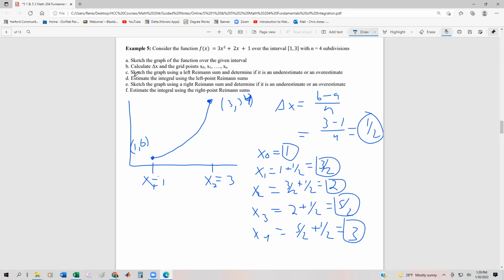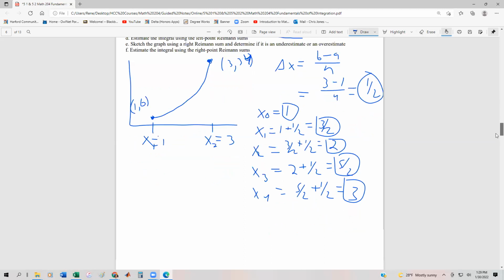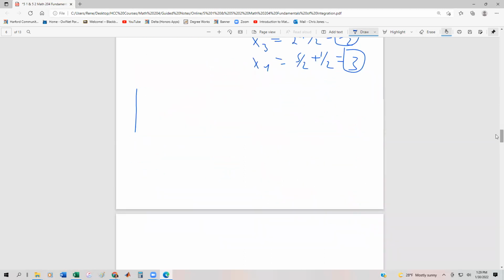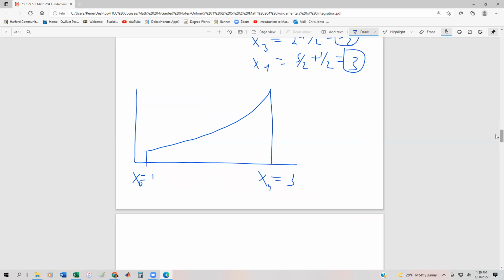Now sketch the graph using the left Riemann sum, and then determine if it's an under or an over estimate. So once again, we're just going to sketch the graph. Remember our graph looks something like this. This is 1, which I'm going to call x0. And let's call this x4, which is 3, and I'm calling it x4 because that's what we got here. And what we're going to do is draw these rectangles.